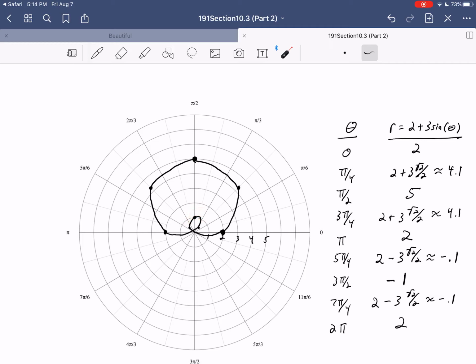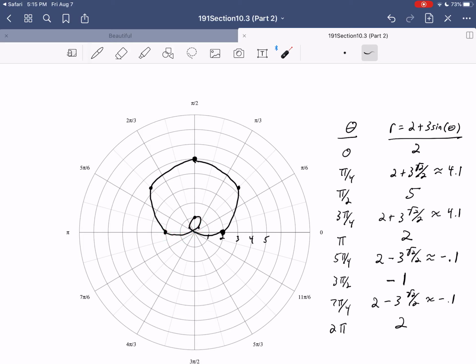So how do we know that it went like this rather than like that or something? Well, again, because you want to follow these angles. Remember, at pi, we were at 2. But at 5 pi over 4, we're at negative 0.1. 5 pi over 4 should put you into quadrant 3, but it means we're actually in quadrant 1 because of the negative radius. So we have to go from here to this point. So that means that that inner loop comes in under here, up, and around.